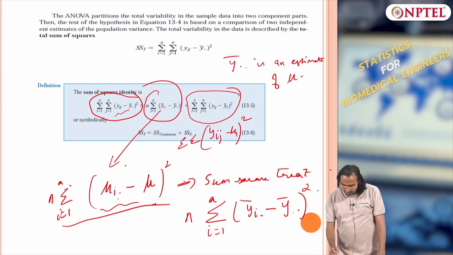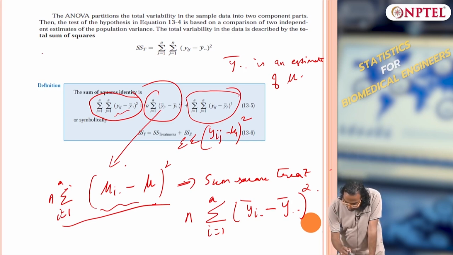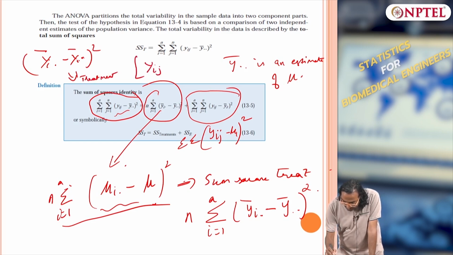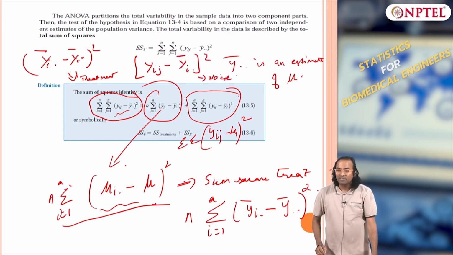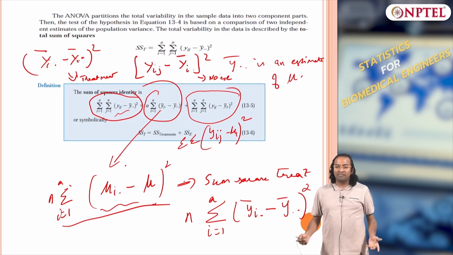The first part, sum square treatment, Yi dot bar minus Y bar dot dot the whole square, is the treatment part. And the noise part is Yij minus Yi dot bar, whole square. This is the noise part, right. This is the first thing we did.